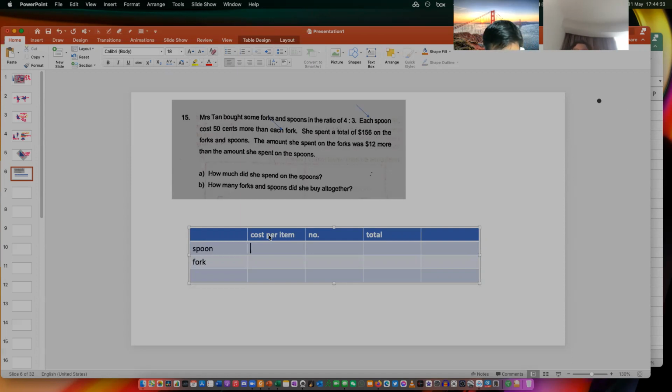Okay. Next, after cost per item, the next heading should be number of items. And then of course, we are talking about cost here, so it should be total cost at the end.